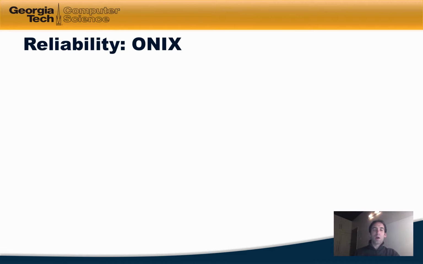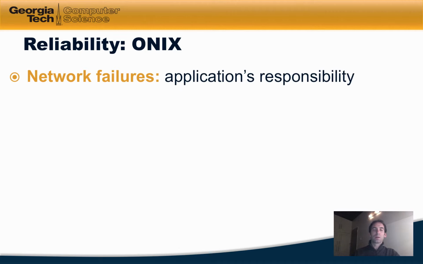Let's look now at how ONIX tackles the challenges of reliability. So ONIX talks about different types of failures that may occur in the network. The first is network failures. In this case, ONIX simply just assumes that it is the application's responsibility to detect and recover from those failures.